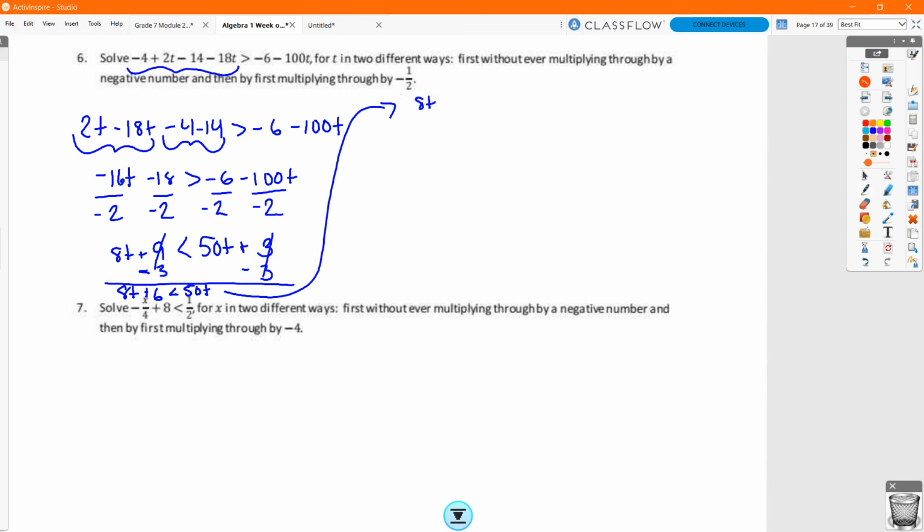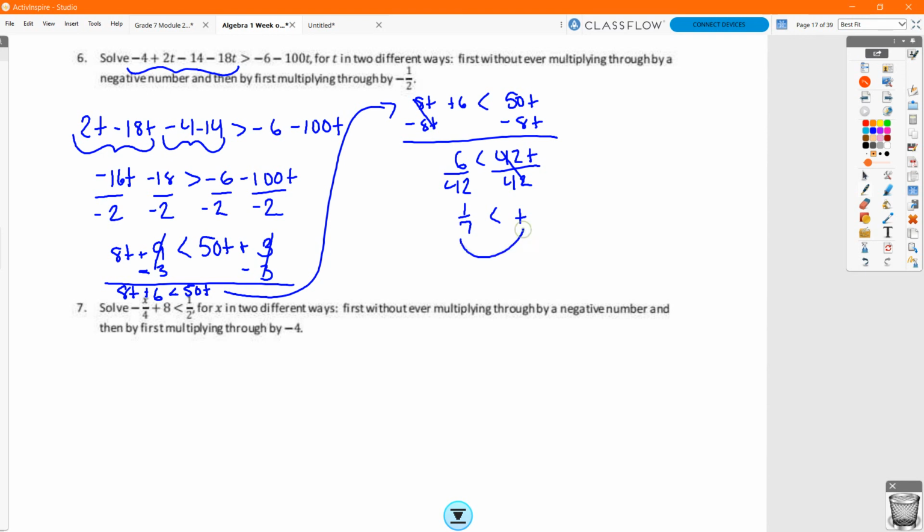So 8t minus 8t plus 6 is less than 50t minus 8t. 8t minus 8t is 0, leaves me 6 is less than 42t. Divide each side by 42. 42 divided by 42 is 1, leaves me just t less than 1/7.